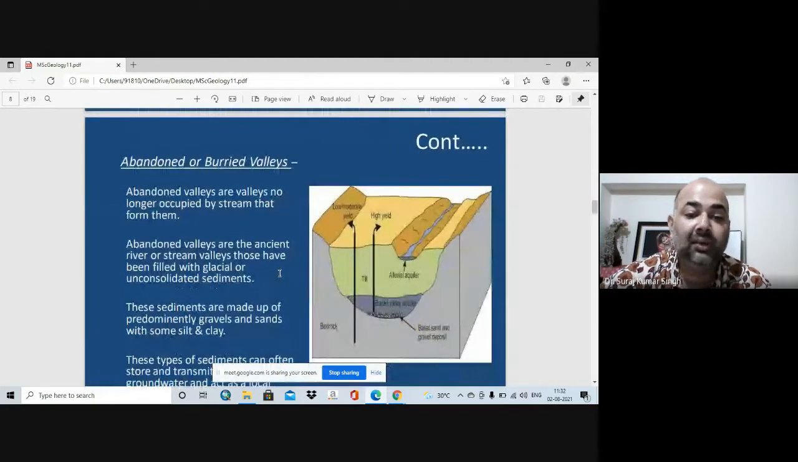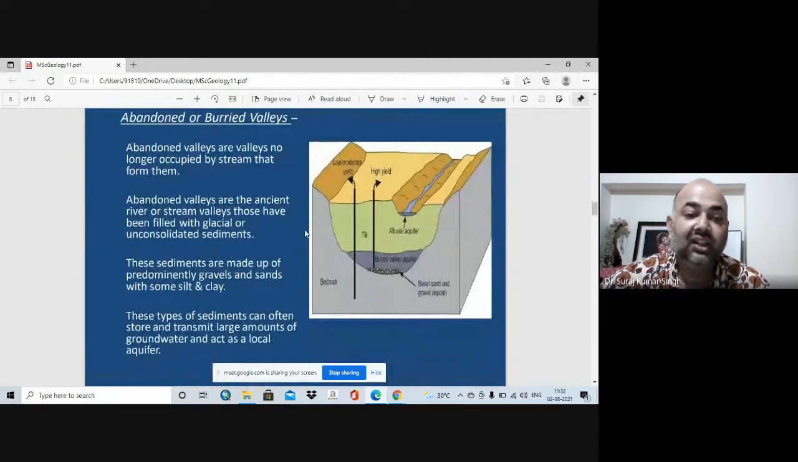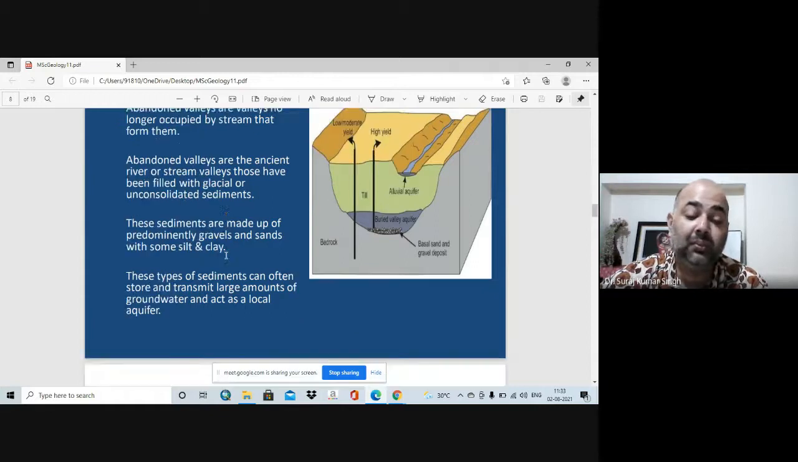Then you have abandoned or buried valleys. These are valleys no longer occupied by the rivers that formed them. Abandoned valleys are the ancient stream valleys that have been filled with glacial or unconsolidated sediments. These sediments are made predominantly of gravels, sands, silts, and clay, and these types of sediments can often store and transport large amounts of groundwater and act as a local aquifer in terms of abandoned or buried valleys.